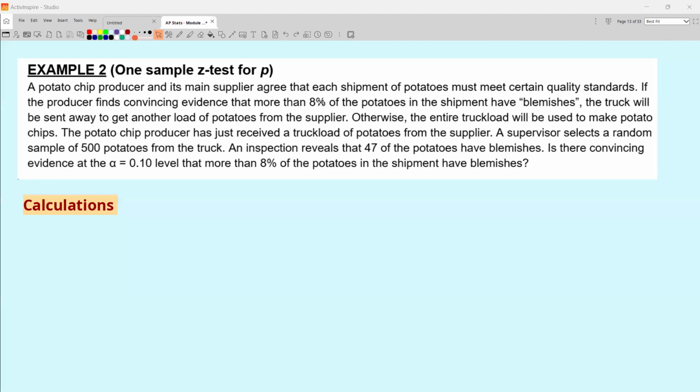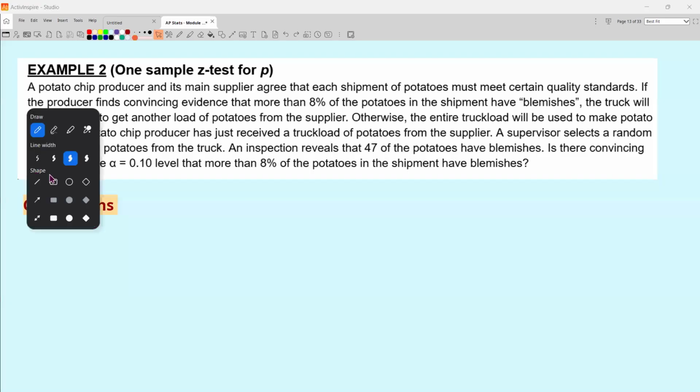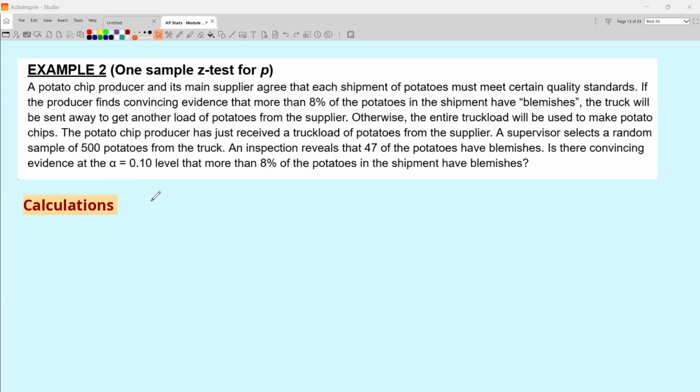Let's run our calculations. We'll first do it by hand, and then we'll use our calculator's test menu. So since this is a test, we have to calculate a test statistic. So we start with the Z test statistic. And remember that formula is Z equals p hat, your sample proportion, minus your null proportion, divided by the standard error of the statistic using the null. So the square root of p(1 minus p) divided by the sample size.